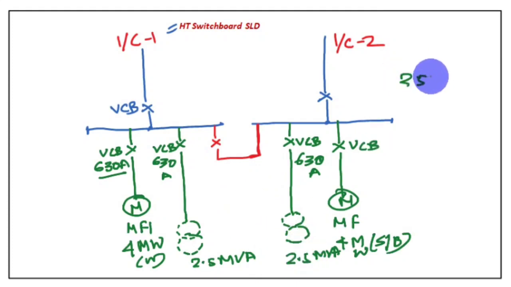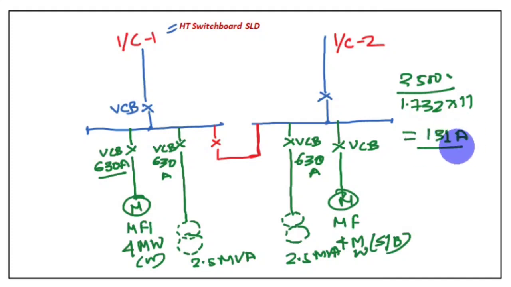That is 2500 by 1.732 into 11, right? So what is the value of that? So this is around 131 ampere. Okay, so 630 ampere VCB is adequate.